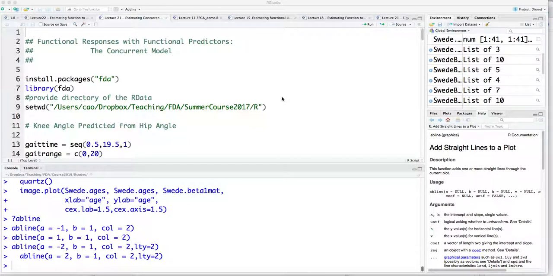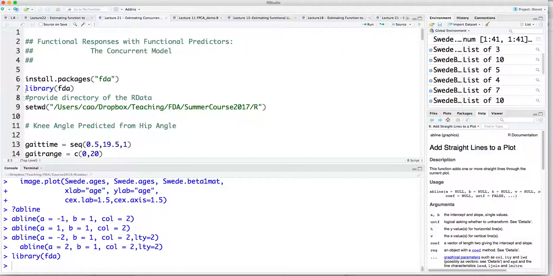So now let me show you one R example of how to estimate functional concurrent models. We know this is one type of functional linear regression model, right? So we will still be using the FDA library, so you will run this library.